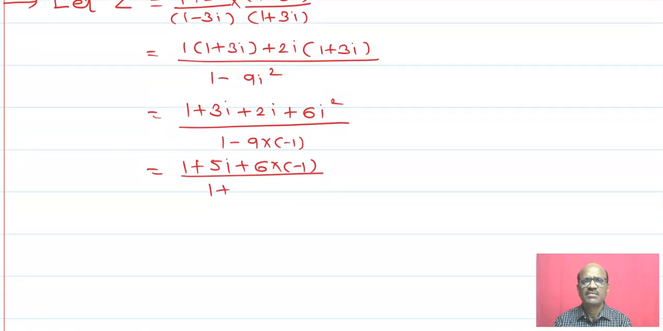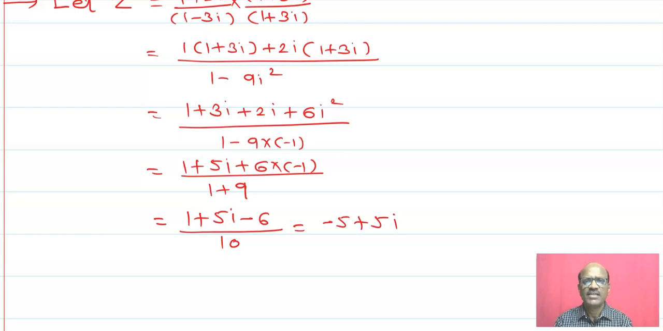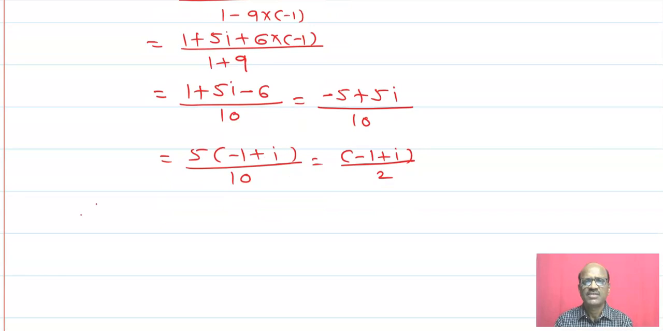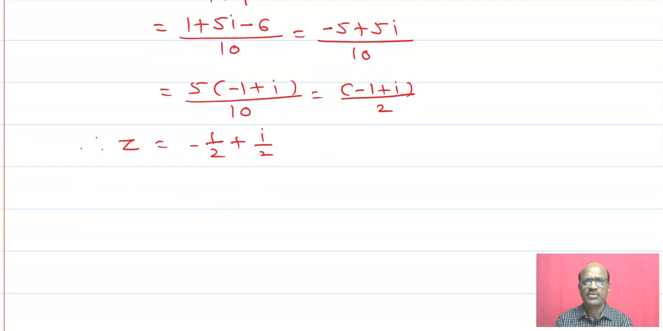Now simple multiplication is here. 1 plus 5i plus 6 into i square, and i square is minus 1. And that's why that is 1 plus 5i minus 6 upon 10. That is minus 5 plus 5i upon 10. Take 5 as common. Therefore, you will get minus 1 plus i upon 10. That is minus 1 plus i upon 2. Therefore, z equals minus 1 upon 2 plus i upon 2. Therefore, z equals x plus iy.